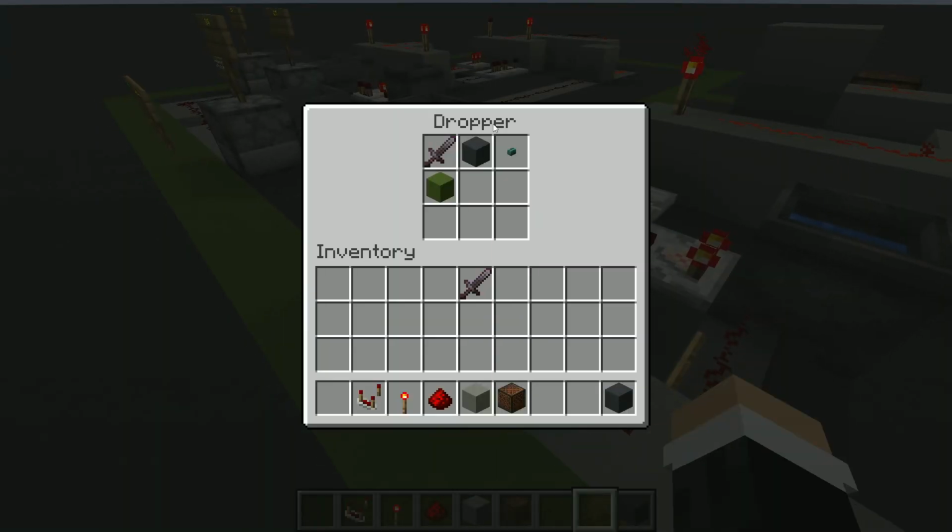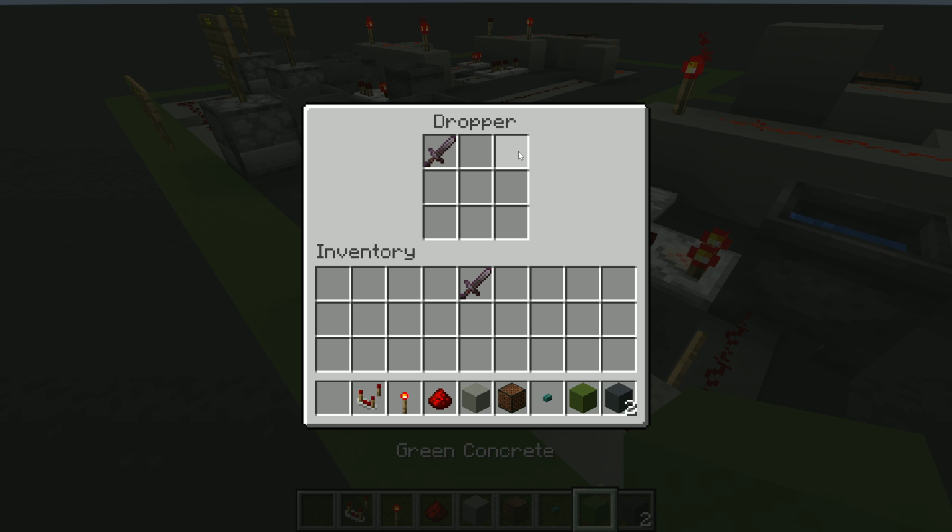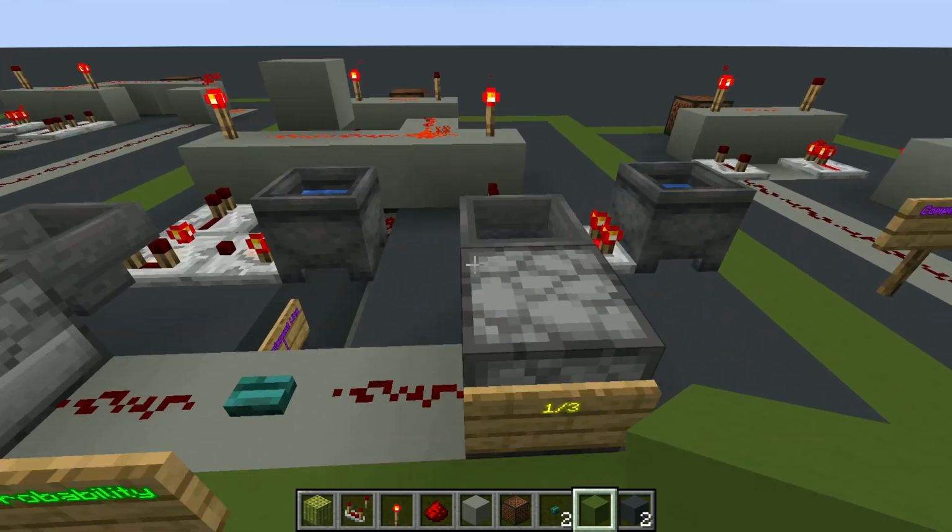All right, so just to show you this in action, if I remove everything except the swords, this is going to guarantee the swords go through.